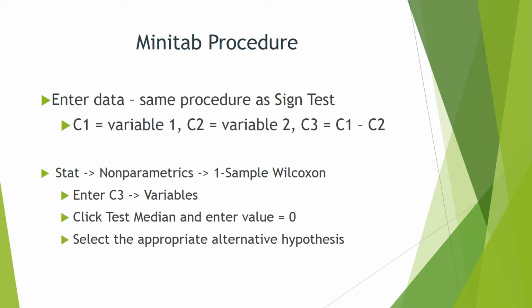To do it, you go to Stat, Non-Parametrics, One Sample Wilcoxon. You enter that difference column, column 3. You click test median, enter 0 if you're comparing two pairs, and select the appropriate alternative. Maybe you think median 1 is less than median 2, median 1 is just different from median 2, or median 1 is greater than median 2.